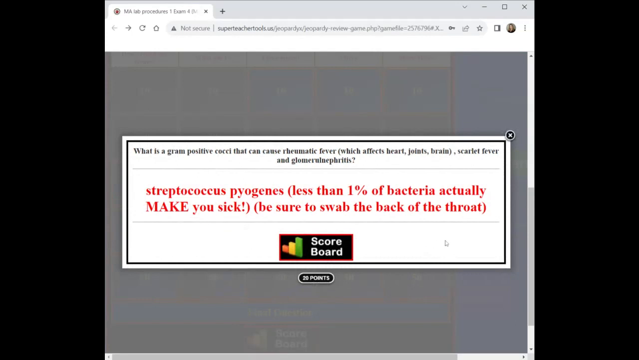Less than 1% of bacteria actually make you sick, so it is 1%, Jenny. Where am I getting 10% from? That must be a microbiology question. Oh, glad you guys are on top of it. Less than 1% actually make you sick. Be sure to swab the back of the throat, the sides, like the tonsils. Okay, don't hit the uvula.